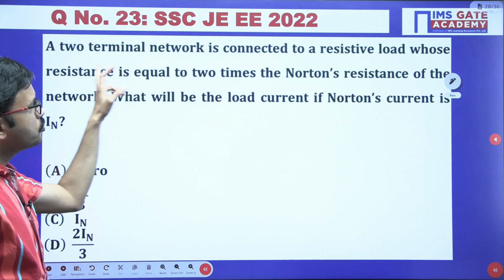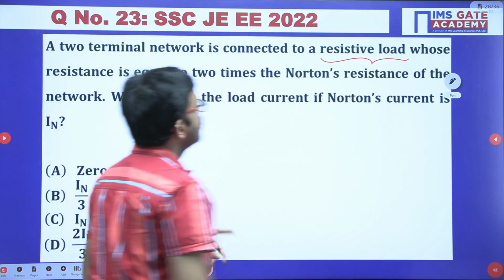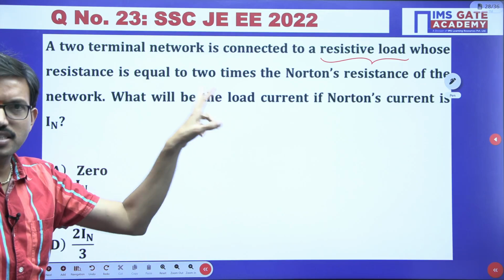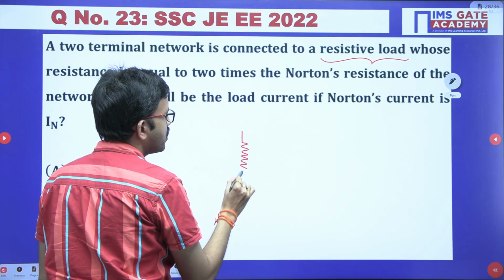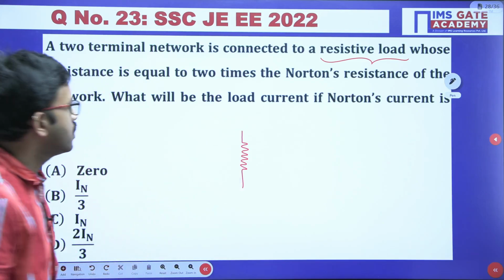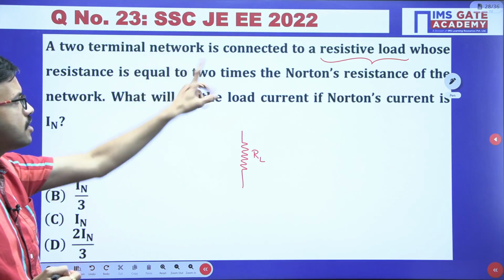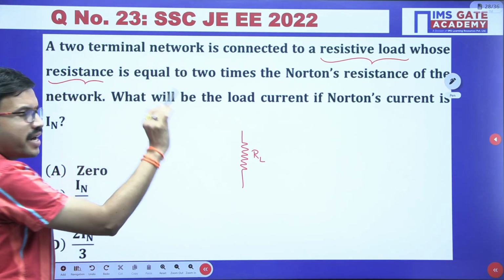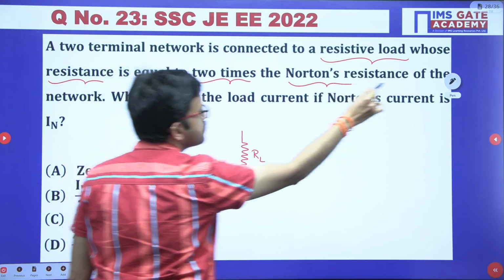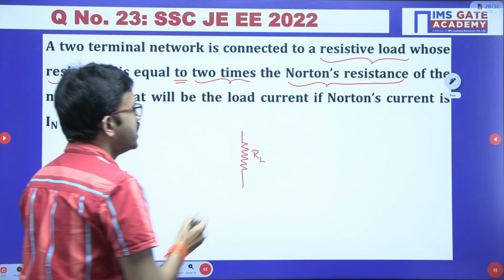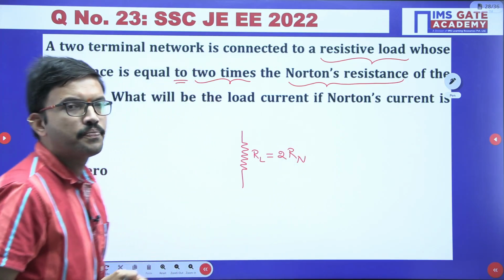Here you are having a two-terminal network connected to a resistive load. Resistive load means you are having one resistor. I am considering the load resistor as RL, but here the load resistor value is mentioned as equal to 2 times the Norton's resistance. So RL equals 2 times Rn, right?